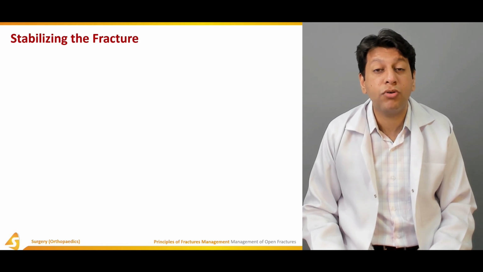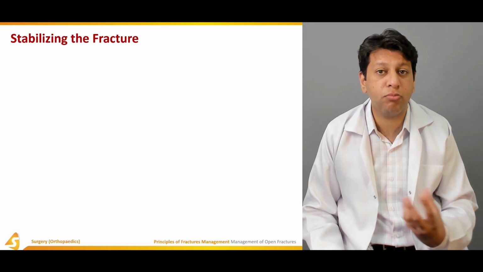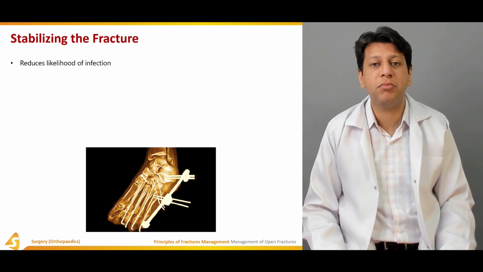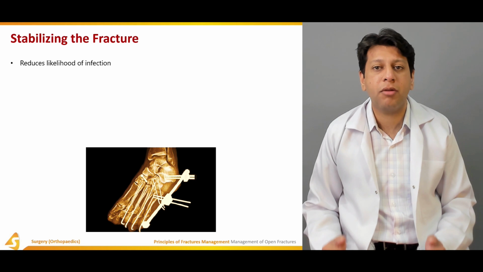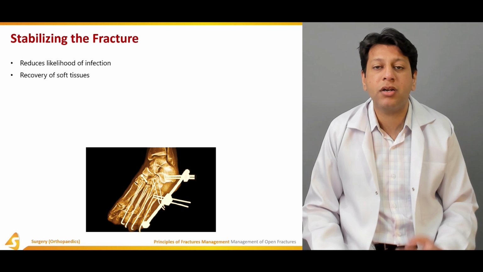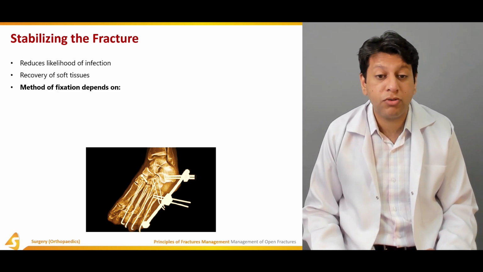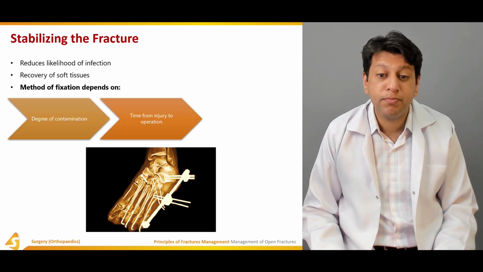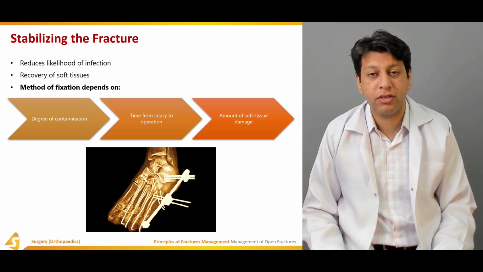And now coming to how to stabilize the fracture. As I told you, there would be massive comminution, and there could be bone loss as well. So for stabilization of the fracture, the most common method is the use of a simple uniplanar or biplanar external fixator. It is helpful because it reduces the likelihood of infection and allows recovery of soft tissues, and the method of fixation depends upon the degree of comminution, the time from injury to operation, and the amount of soft tissue damage which has occurred.